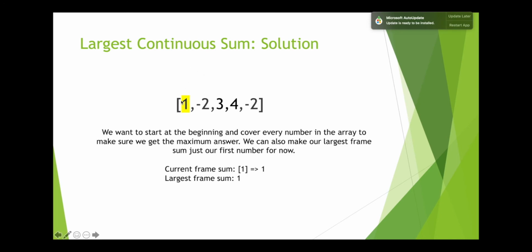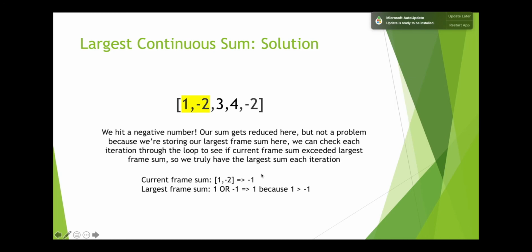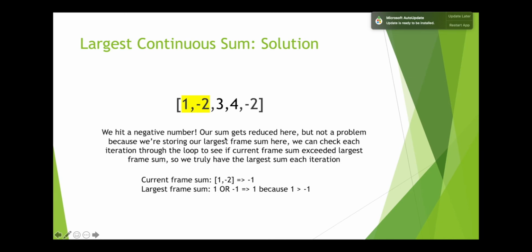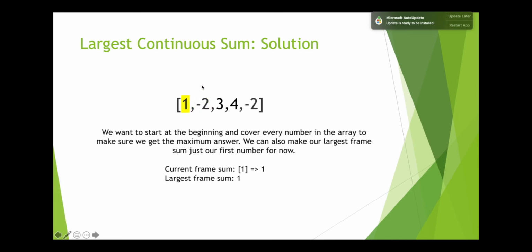The advantage of using the first number in the array is that we can just start the loop iteration at index 1 instead of index 0, because we know our window already accounts for our first item. So let's walk through this example, right? We're going to look ahead and add -2 to our sum. So our current frame sum is -1, but our largest sum is still 1, because 1 is greater than -1, right?